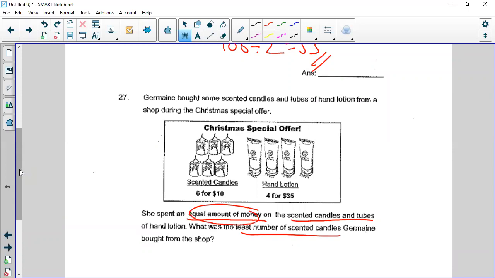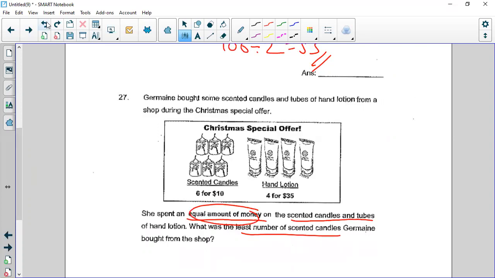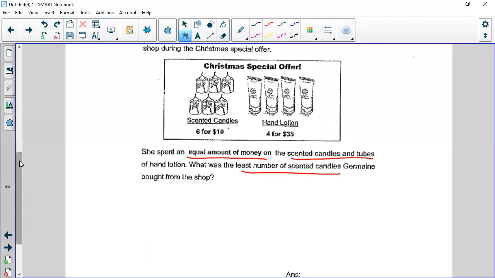So what can you do? Can you make the money equal in the diagram? Like for example, what do you see? Now you can see that there's a $10 and there's a $35. So you just have to make them equal. So how to get the common number? How to get the same number? Lesson here, shortcut, get the common multiple. How to get the common multiple?